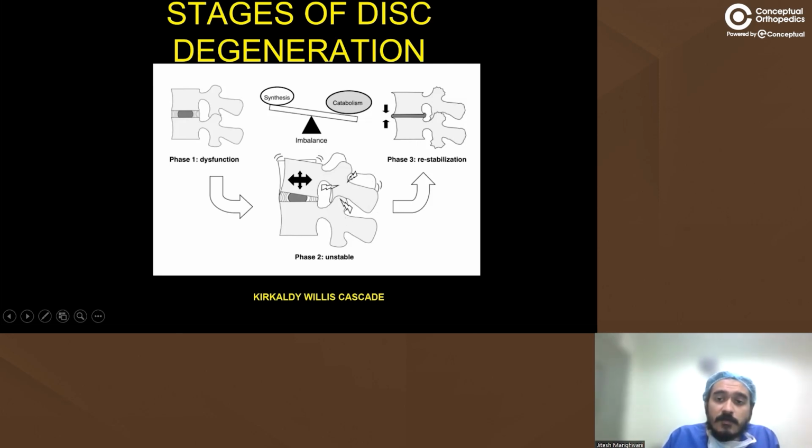Followed by this is the third phase or the phase of restabilization, wherein if you see over here, my friends, the disc height is completely lost. Also, the facet joints which are there, which were healthy over here, they have completely given away from over here. They are degenerated and arthrotic. There are arthritic changes in these facetal joints. Over here, you see healthy facetal joints. So dysfunction followed by instability followed by restabilization. In restabilization, however, the disc height is not there and also the facetal joints are completely arthritic.